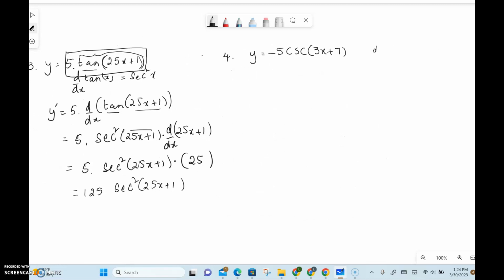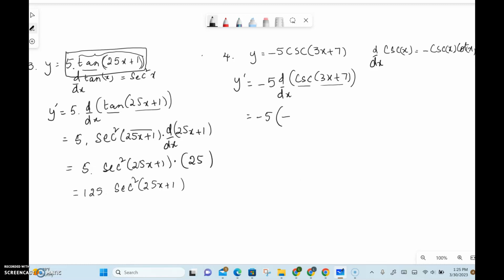Next, let's remind ourselves that d by dx of cosecant of x is negative cosecant of x cotangent of x. So y prime is negative 5 times d by dx of cosecant of 3x plus 7. Now this is equal to negative 5 d by dx of cosecant of 3x plus 7. That's not cosecant of x, but it's cosecant of 3x plus 7.